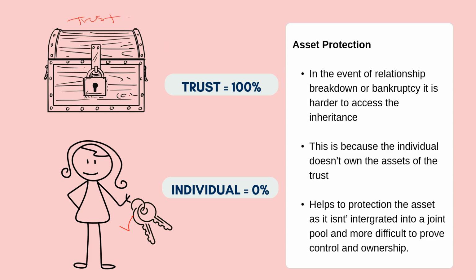So that means that if she was to be sued because she'd gone bankrupt, or if she had a breakdown in her relationship, it's much harder for the spouse or the trustee in bankruptcy to get access to the trust assets. And the reason is because she doesn't own those assets. It also helps to keep the assets separated in the joint asset pool of the relationship. So you can clearly see what was the trust assets, and it's not intermingled with all of the family assets.